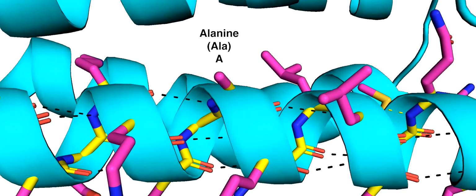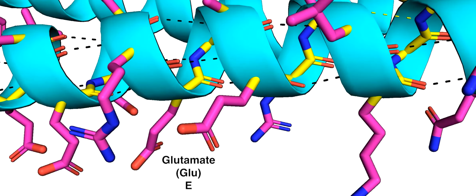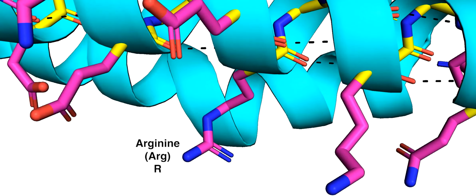And that's followed by an alanine. After that alanine, we have another glutamate. So there's a lot of glutamate residues in this particular alpha helix. And that's followed by an arginine, as you can see here with this guanidino group.